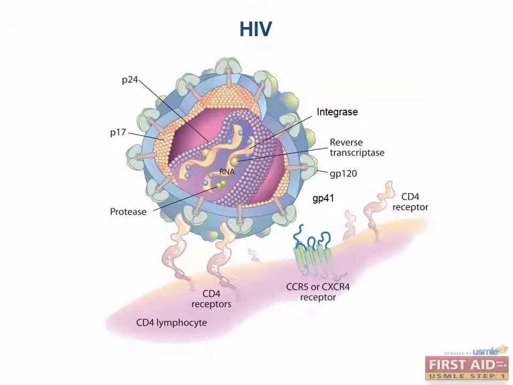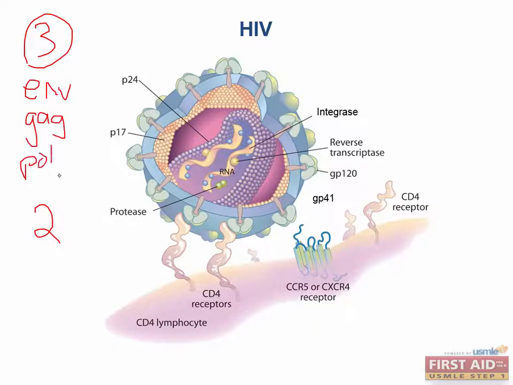Here's a wonderful figure of the HIV virus that illustrates the important structural components of the virus. The virus is a diploid virus, meaning it has 2 copies of its RNA genome. There are 3 important genes to know about when discussing the HIV virus. That is the ENV, GAG, and POL genes.